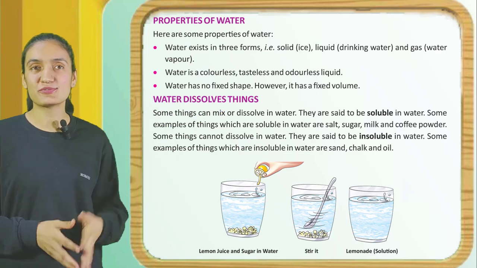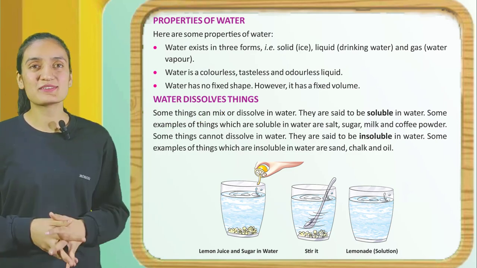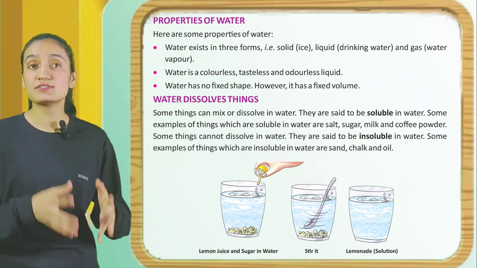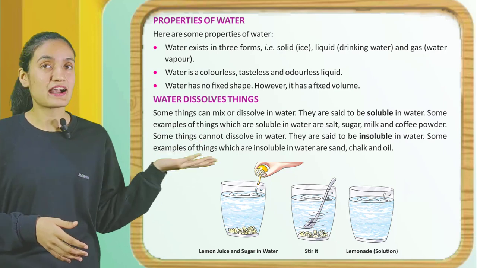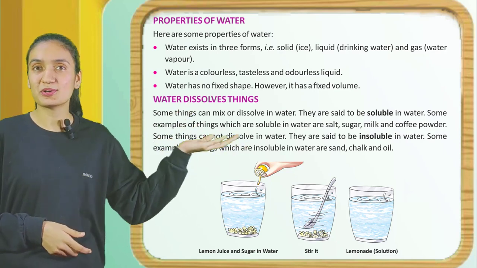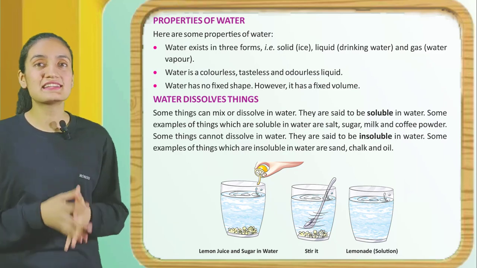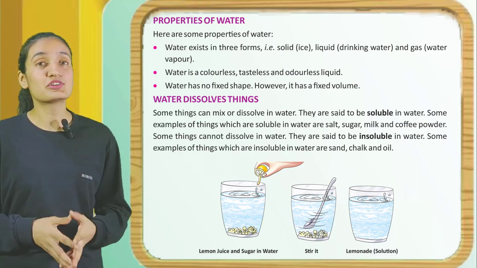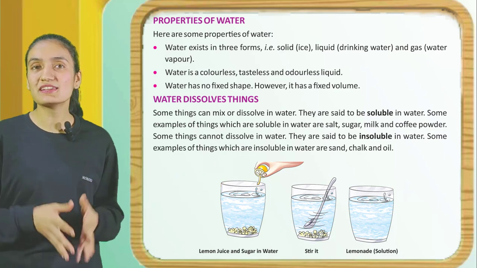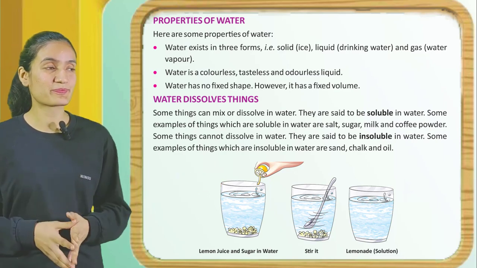Now, properties of water. Here are some properties of water. Water exists in three forms, that is solid, ice, liquid, drinking water, and gas, water vapor. Water is a colorless, tasteless, and odorless liquid. Water has no fixed shape, however, it has a fixed volume.